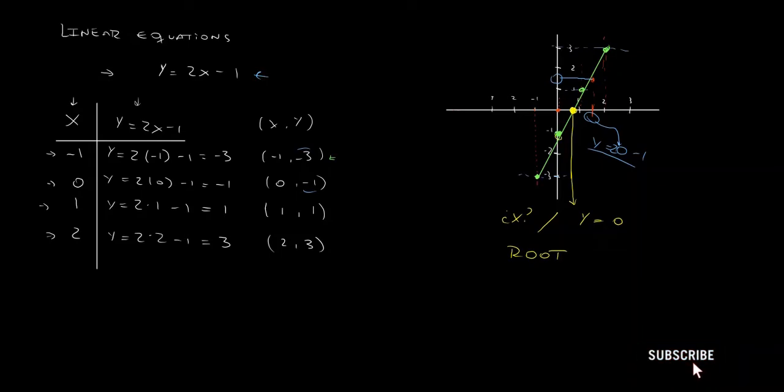And we also have this number here. This number is representing when x equals 0. So we want to find the number y such that x equals 0. This number is called the y-intercept. Let's start by finding a root.